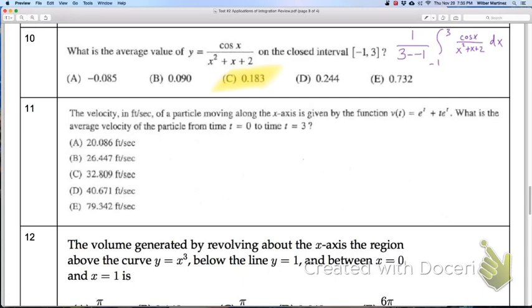When I put it in my calculator, I got answer choice C. Number 11 says, the velocity in feet per second of a particle moving along the x-axis is given by that function. What is the average velocity of the particle from time t equals 0 to time t equals 3?